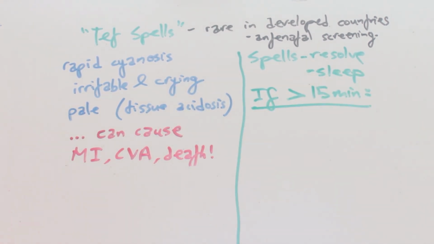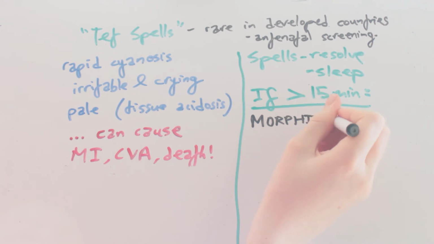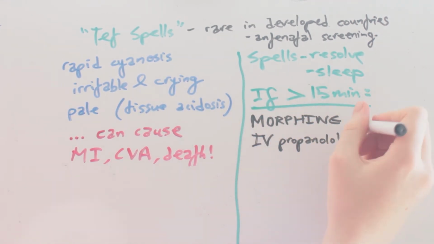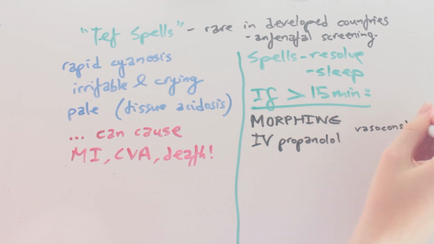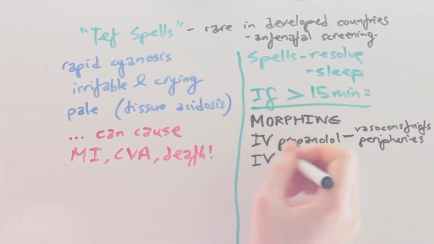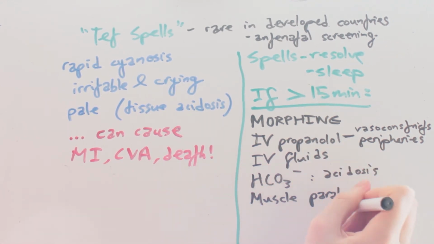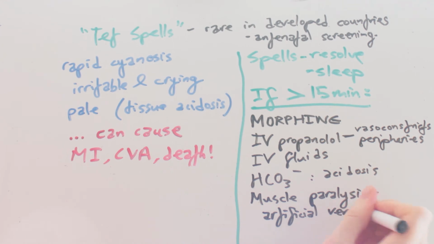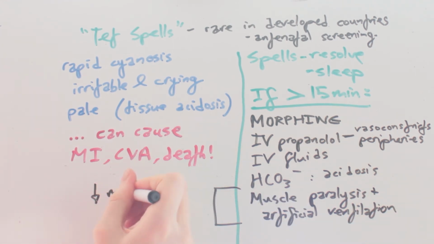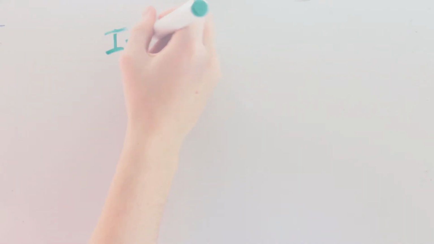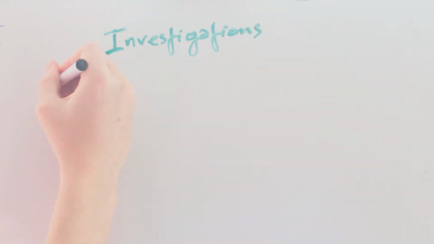If they last longer than 15 minutes, we need to administer morphine, IV propranolol, which causes peripheral vasoconstriction to increase your venous return, IV fluids, bicarbonate to correct for acidosis, and muscle paralysis and artificial ventilation can help to reduce the metabolic oxygen demand. On to examinations and investigations.